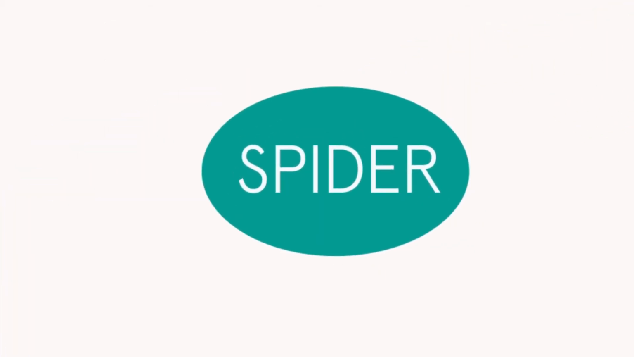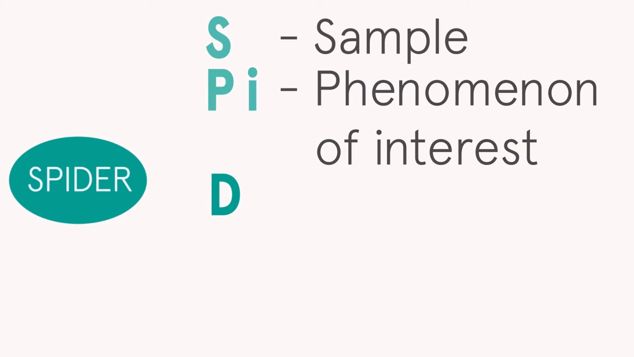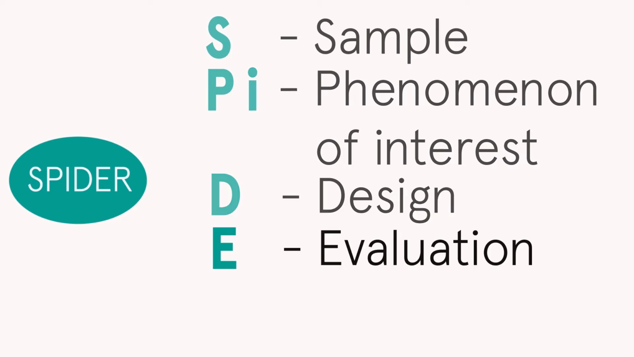SPIDER is a mnemonic used to find syntheses of qualitative evidence. In this mnemonic, S stands for sample, PI stands for phenomenon of interest, D stands for design, E is for evaluation, and R is research type.